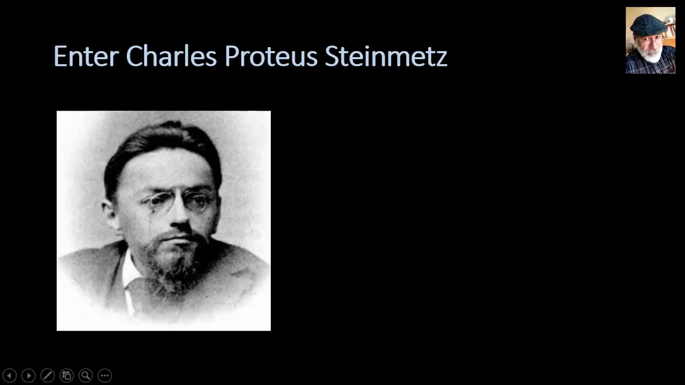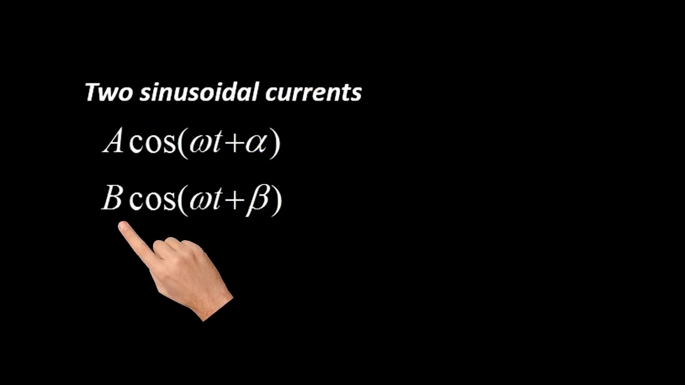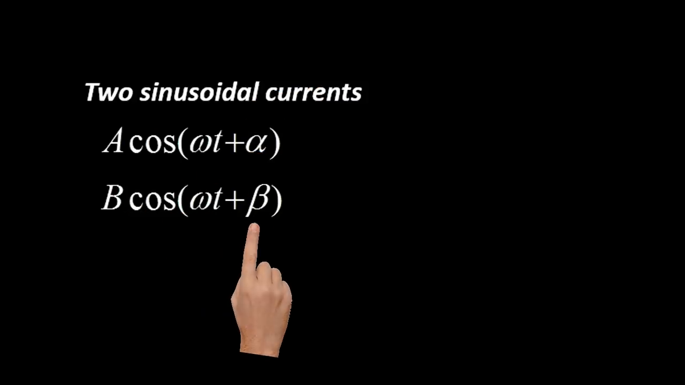So Charles Proteus Steinmetz thinks of it this way. We have two sinusoidal currents, this one and that one, that we need to add. The first one has a peak value A and a phase alpha. The second one has a peak value B and a phase beta. We can represent the first one as a real part of a complex number.